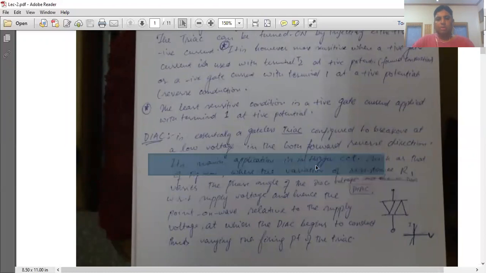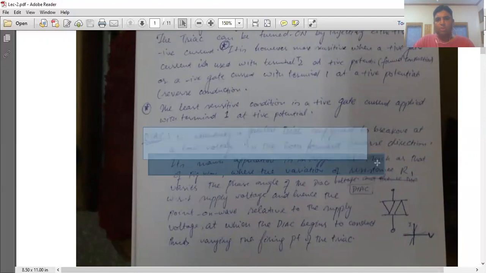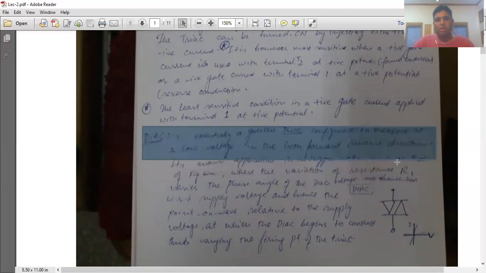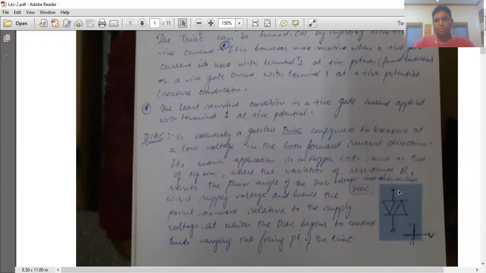How does it get turned on? It turns on with a very low voltage in both forward and reverse direction. It can turn on either by putting terminal 1 at higher potential than terminal 2, or terminal 2 at higher potential than terminal 1. A very small voltage can bring this diac into conduction state, in forward or reverse direction.